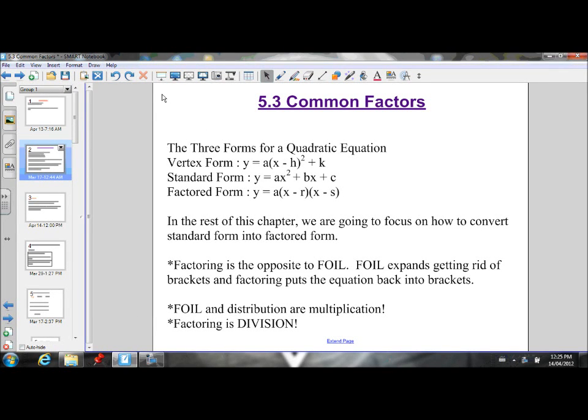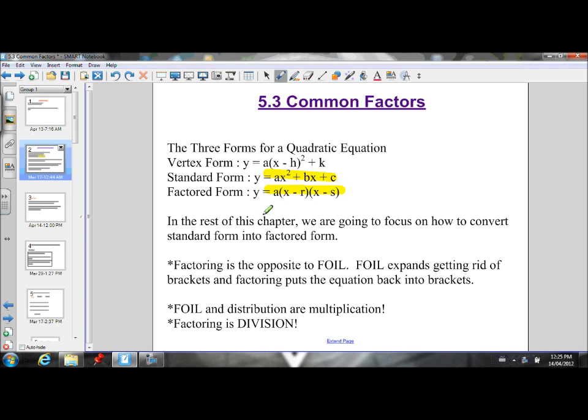Today's lesson is on section 5.3, common factoring. In this section, we're going to learn how to go from standard form to factored form. In sections 5.1 and 5.2, we learned how to do the opposite. We learned how to go from factored to standard.